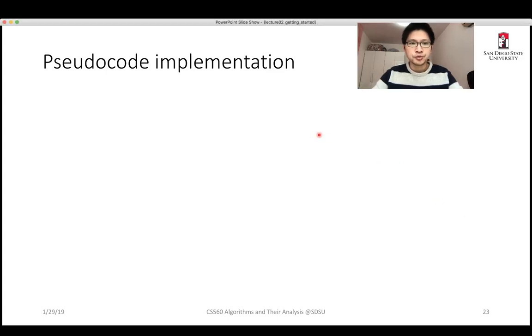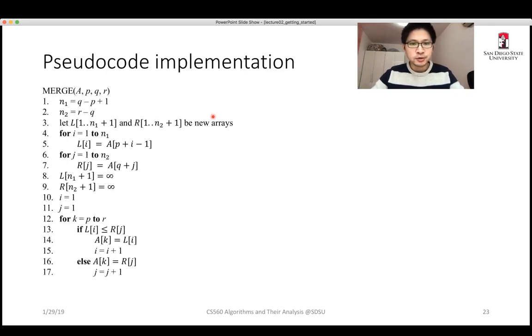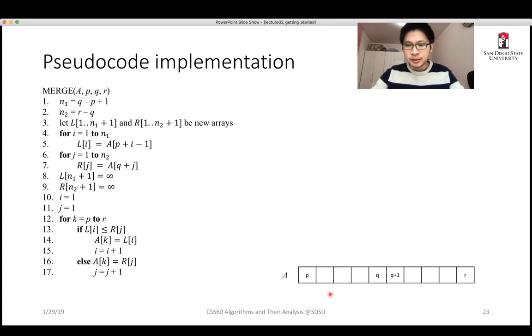Now let's look at the pseudocode implementation of merge sort. Here is the code. It's a lot, but don't worry too much. If you take a closer look there, you will find that they are not scary at all. Okay, so here is how we demonstrate the input array. We have A, we have several cells indicating the values, the elements in A, and we have the starting index P, the ending index R, and Q in the middle of it. And we also show Q plus 1 just for clarification.